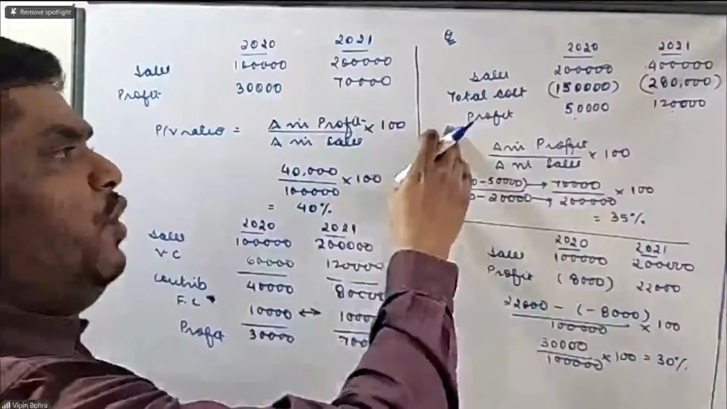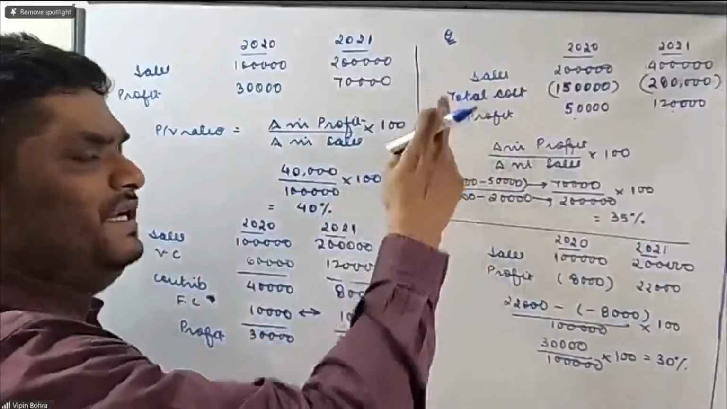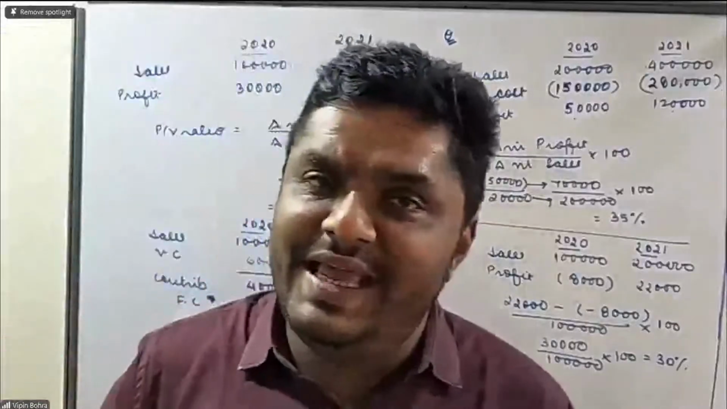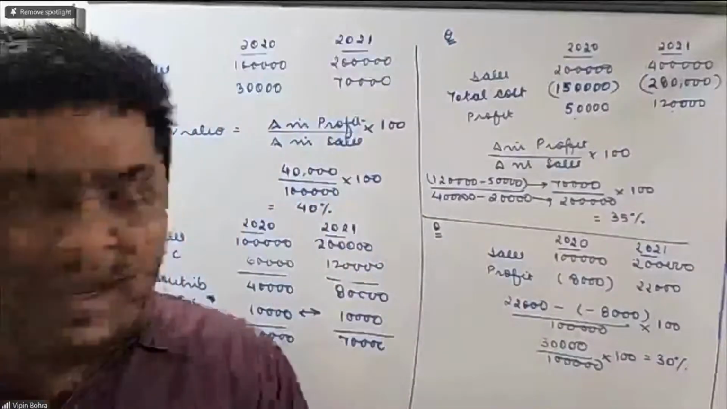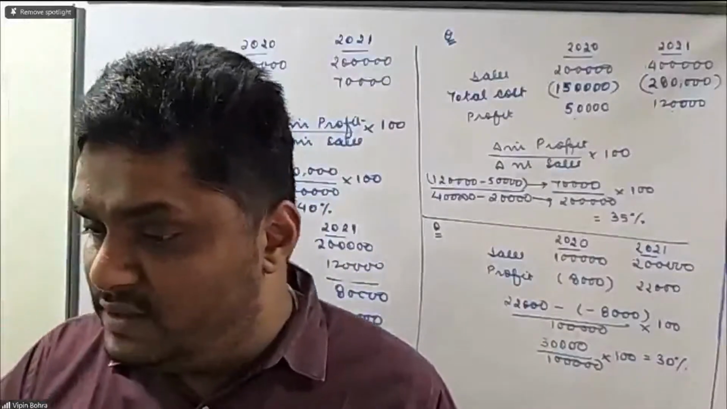Again, the same concept, but see, if sales and total cost are given, we can easily calculate profit and then we can calculate PV ratio. So this is the way you guys have to calculate. This is what I have discussed till now.